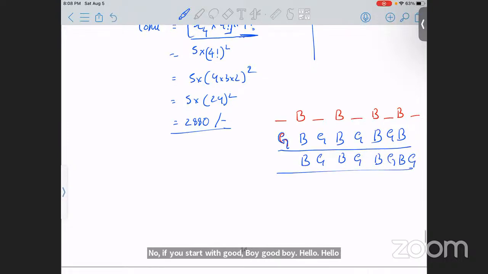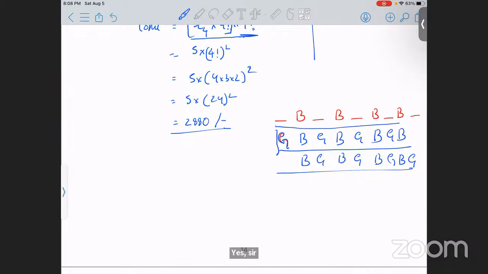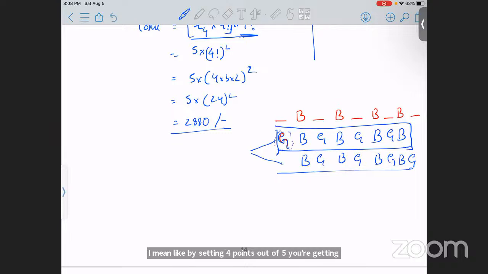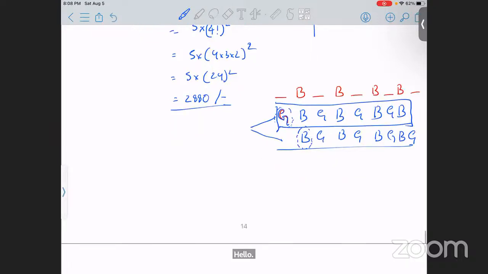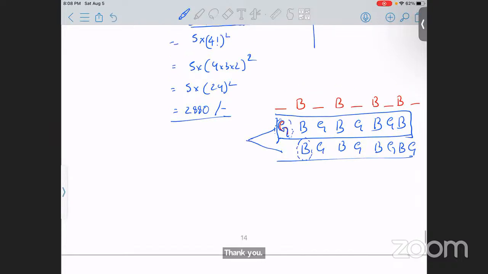Listen to this. Indirectly, by selecting 4 positions out of 5, you're getting 2 orders, in which girl will be first and boy will be first. Are you getting the point? So you're covering both these possibilities. That's the reason why you're selecting these 5.